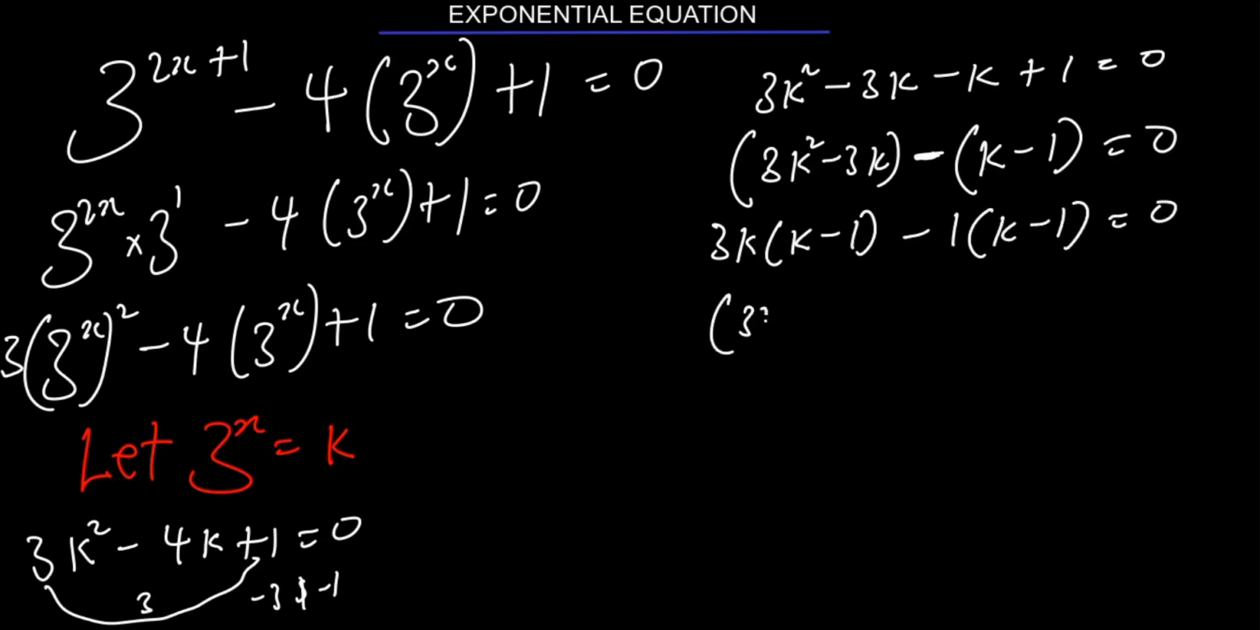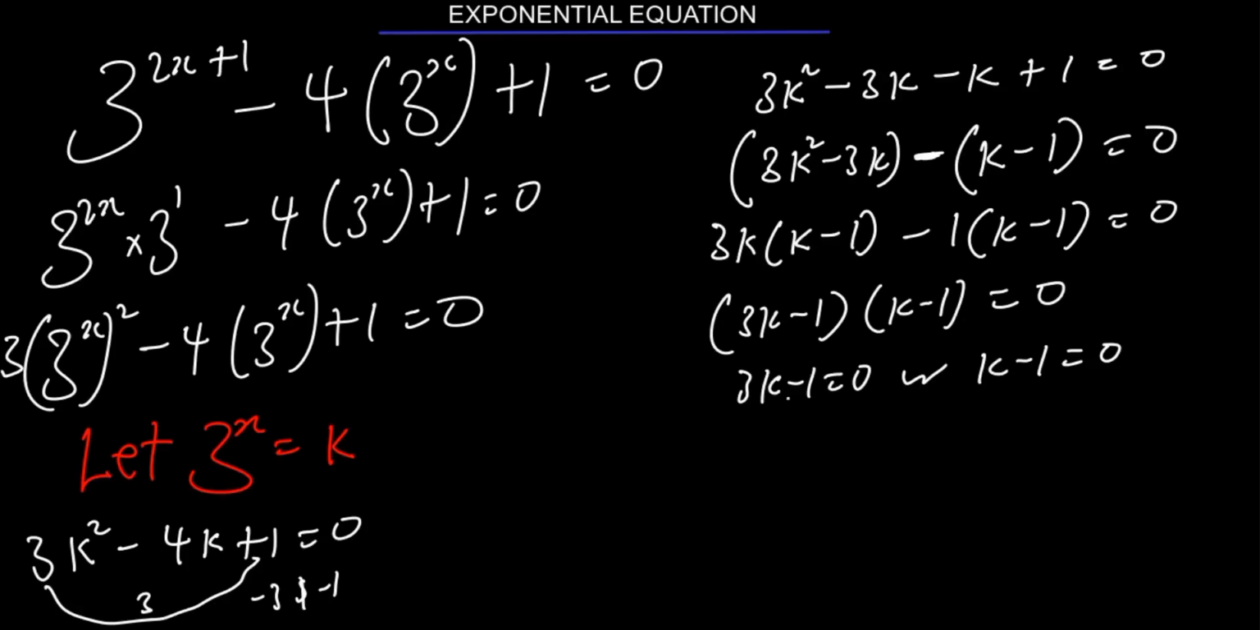So here I have 3k minus 1 and k minus 1 equal to 0. So here 3k minus 1 equal to 0, or k minus 1 equal to 0. So here I have k equal 1 over 3, or here I have k equal to 1. This is what I have. So I have these values for k.